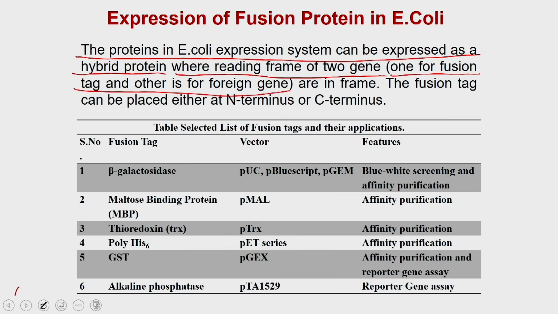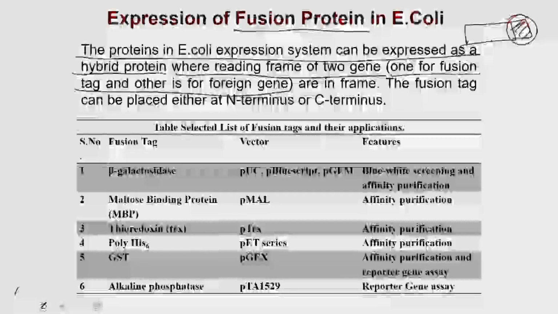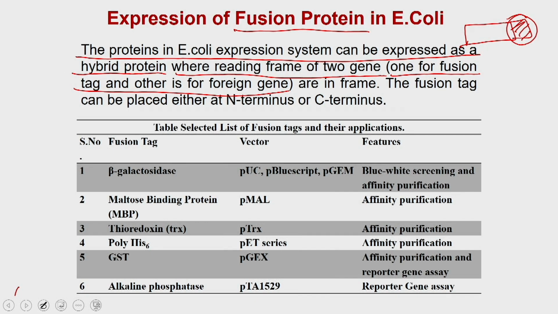So, when the cellular machinery overexpresses the foreign gene, it is also going to overexpress the fusion tag, and as a result you are going to have a chimeric fusion protein, which means the protein is going to have an additional tag or additional protein from another portion. This fusion tag could be placed either on the N terminus, which means on this side, or on the C terminus side. There are many different types of tags available for these applications.